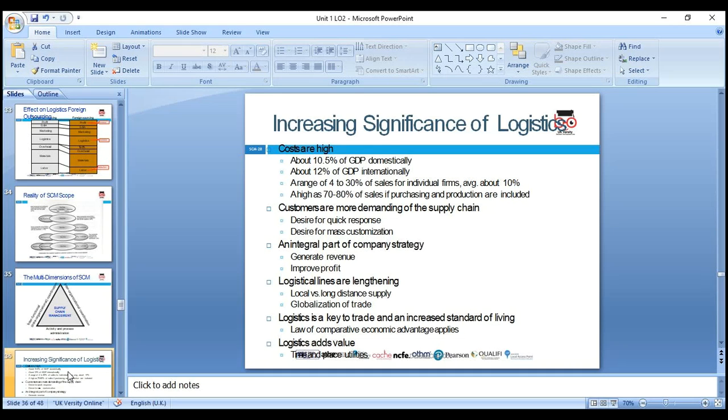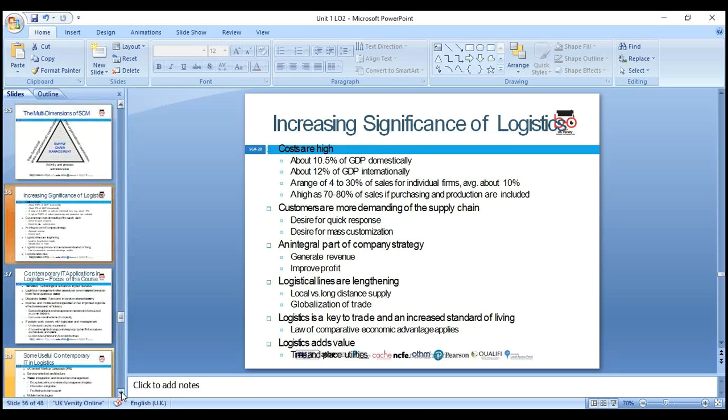We are looking at local versus long distance supply, globalization. So maybe you have a good arrangement in place with globalized companies. Logistics is the key trade, and logistics can add value.